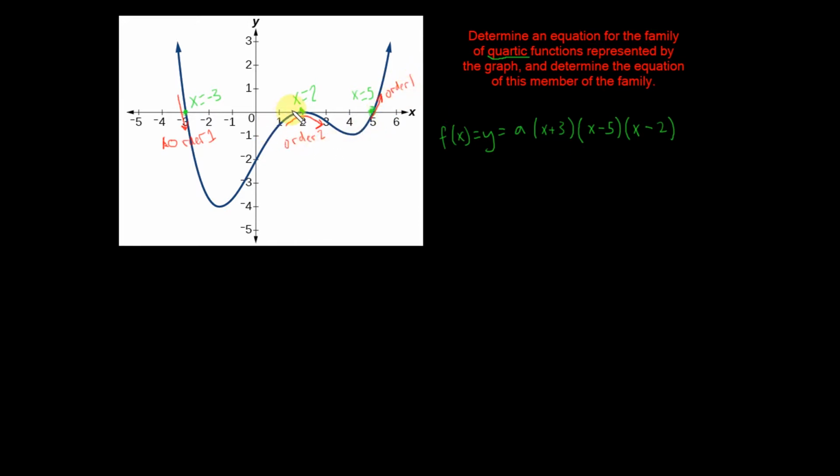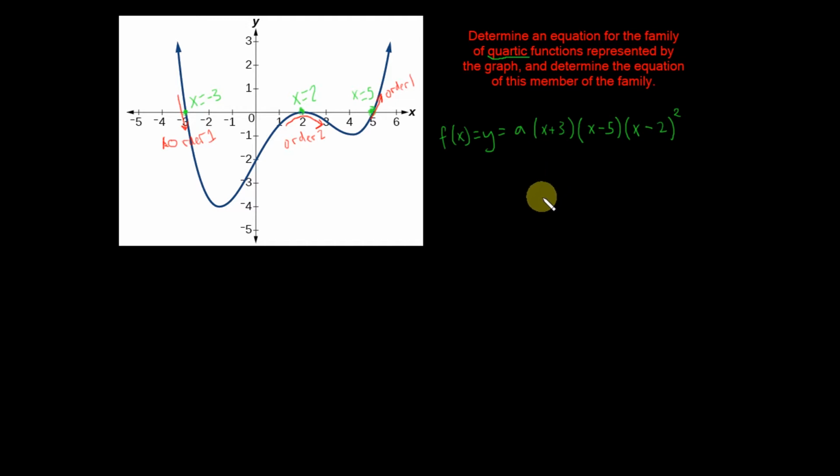So since this one's order 2, we just need a little exponent on the outside of the brackets of x minus 2 right here. We need an exponent to the power of 2. So now it is a quartic function because this is order 1, this is order 1, and this is 2. So if we add all of these up, then it'll be a degree 4. So yes, this is a quartic function. So this is what we could say is the family of functions. This is an equation for the family of functions.